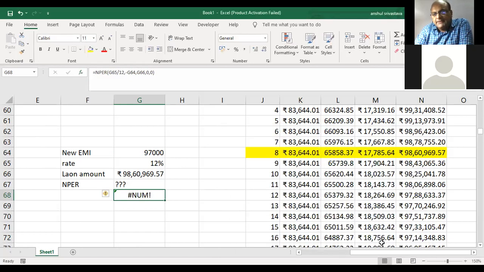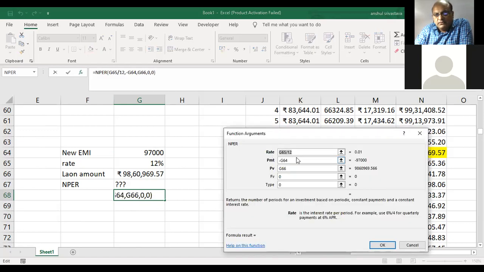Look at this. I'm not getting the answer. What has happened? I'm not getting an answer. What is the issue? Why do you think I'm not getting the answer? Anybody? I've not done anything else. All the values I have taken are correct.